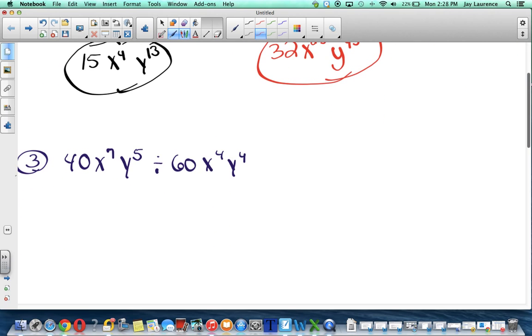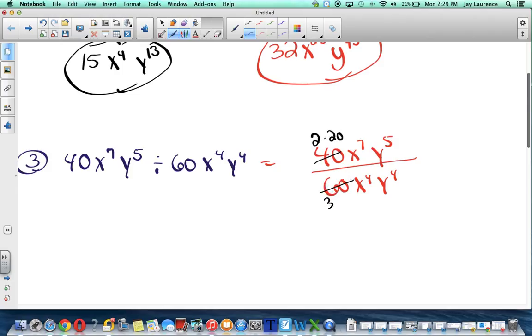Number 3, I would rewrite it like this: 40 x to the 7th over y to the 5th, over 60 x to the 4th y to the 4th. Then I'm going to simplify the 40. I'm going to think about 40 as 2 times 20 and the 60 as 3 times 20, and then my 20s will cancel. So my answer is going to have a 2 in the numerator, 3 in the denominator.